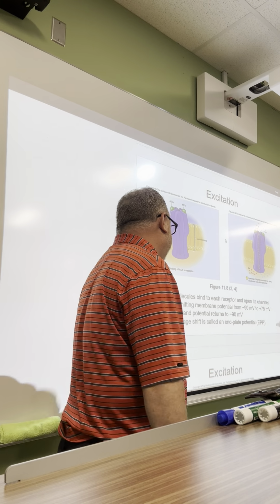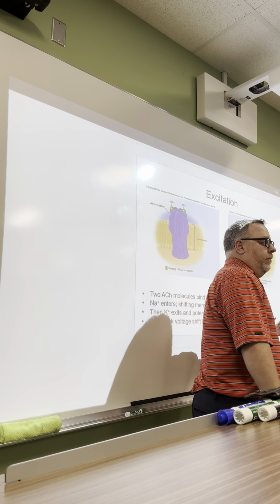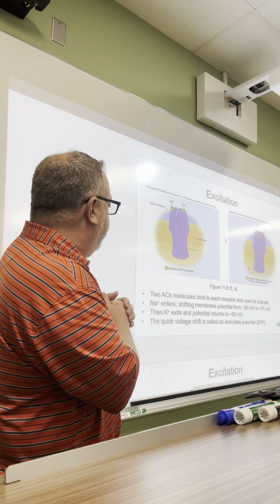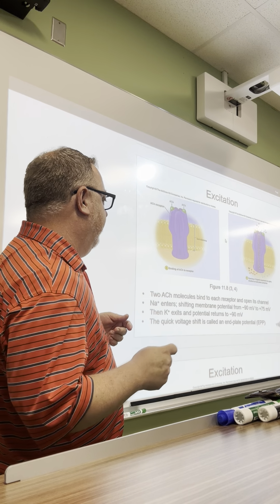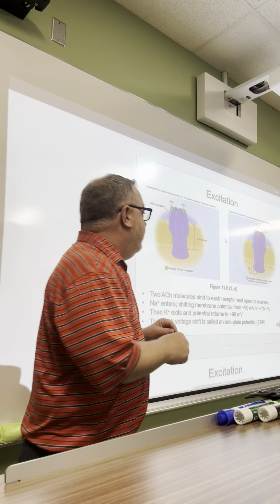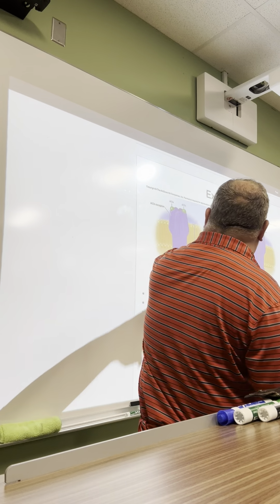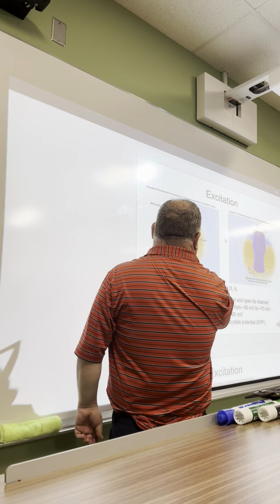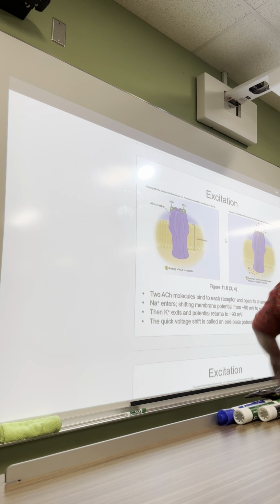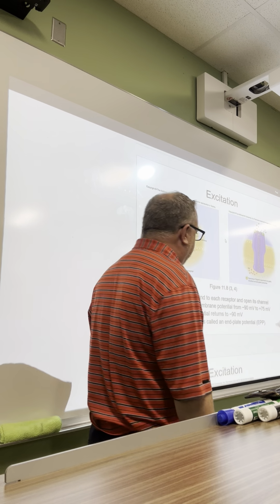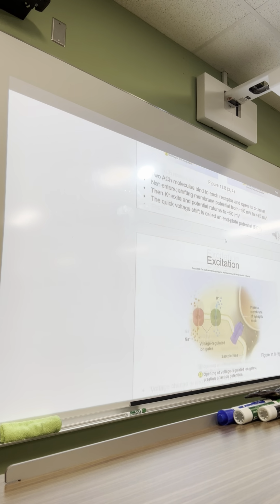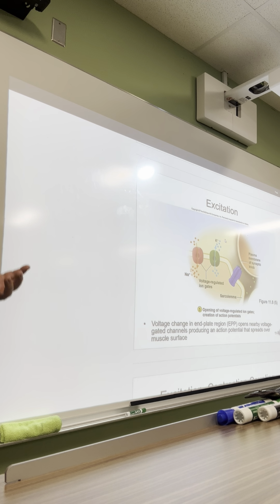The quick voltage shift is called an end-plate potential. So the ability for that sodium to rush across that membrane through our channels causes that voltage shift, and at the end-plate potential, basically we're now getting to the point where we're exciting that. So number 3 is we had our acetylcholine bind to the receptor here and here, our 2 pieces of the puzzle. And then we have our movement of our sodium in and potassium out. Therefore, stimulating our sarcolemma. So how does this continue on?